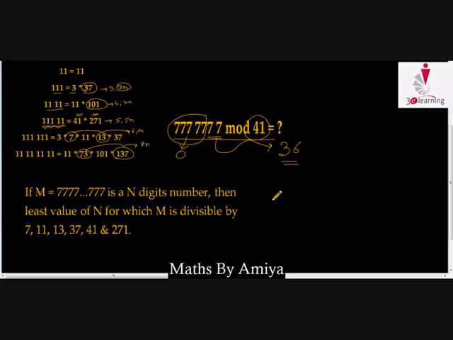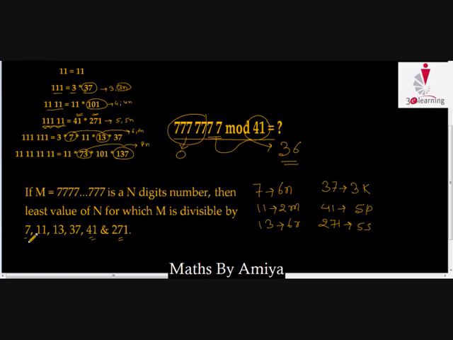Our second question is, we have to check the divisibility for 7, 11, 13, 37, 41, 271 when the repetition of digits. We know for 7, the digit is repeated in the form of a multiple of 6. For 11, a multiple of 2. For 13, again a multiple of 6. For 37, we need a multiple of 3. For 41, we need a multiple of 5. For 271, we again need a multiple of 5.